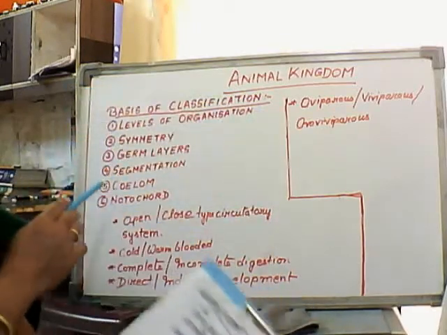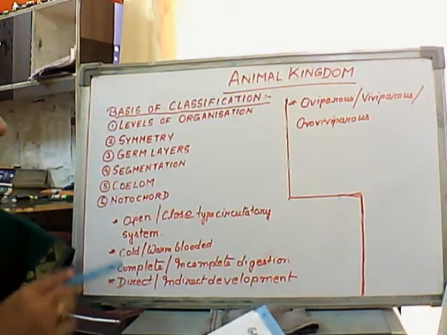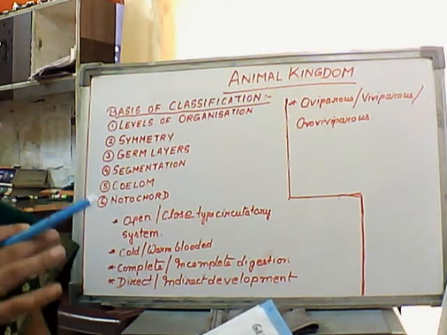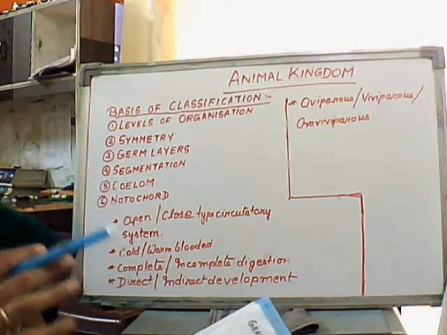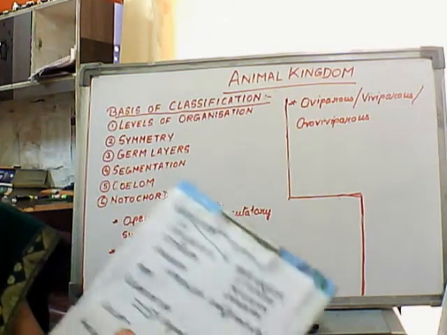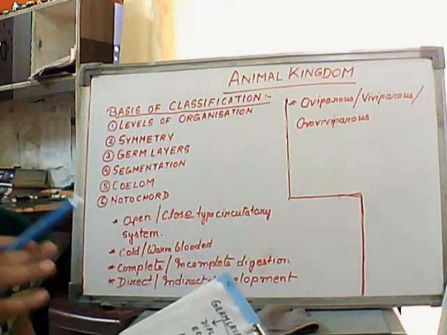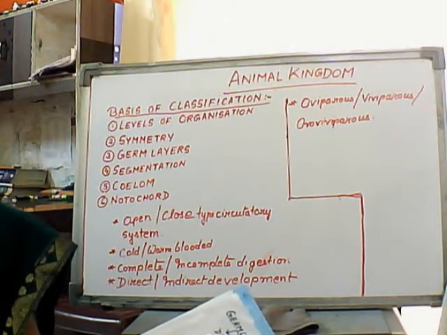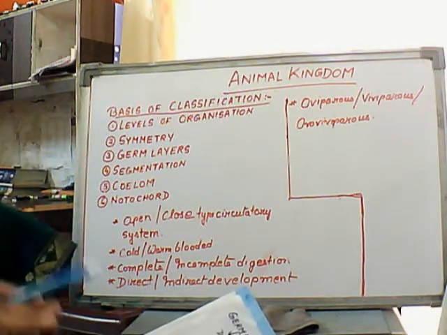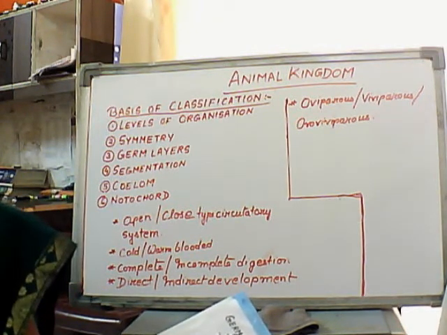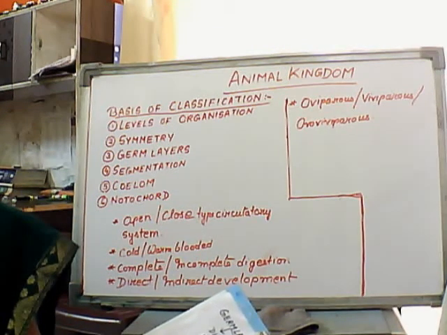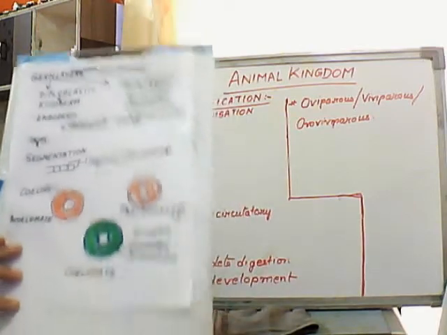Then the next character, the fifth one, is the coelom. Now coelom means a hollow cavity present in between the body wall and, you can say, the alimentary canal. That hollow cavity is said to be coelom, and hollow does not mean it will remain empty; inside it the various organs which are present remain deposited. But in some organisms, they don't have this cavity. So accordingly, whether a particular individual has the cavity or not, it is divided into three categories.